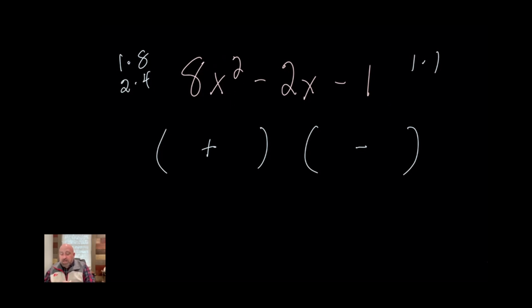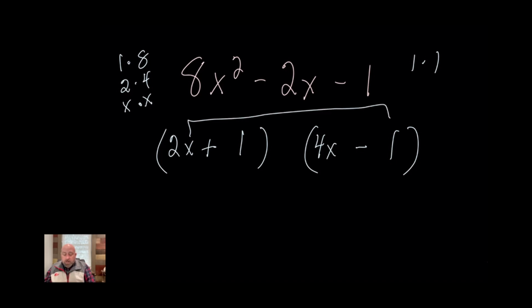Don't forget that we have an x and an x, so these are both going to get x's as well. So this one could be 2x, and this one could be 4x. Okay, then 1 and 1. All right, now we're going to try to FOIL it. We don't need to do the first and the last, we just need to do the outers and the inners.